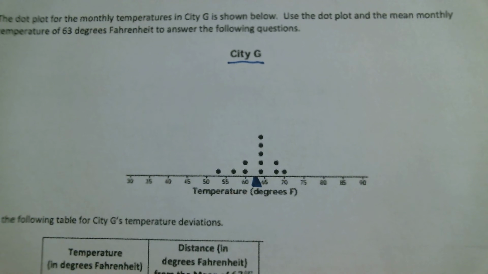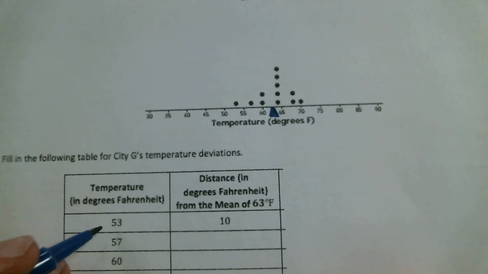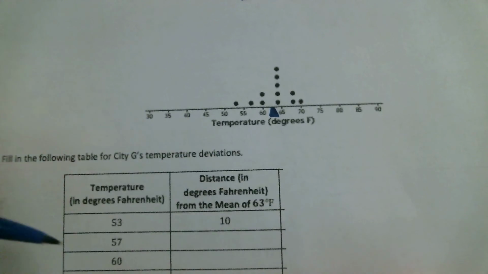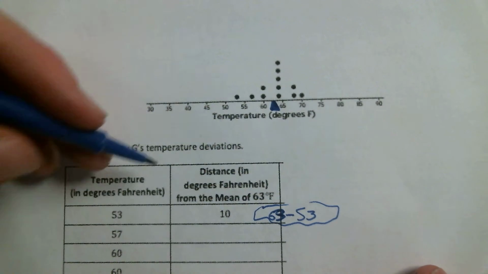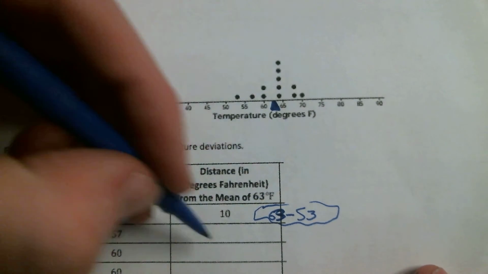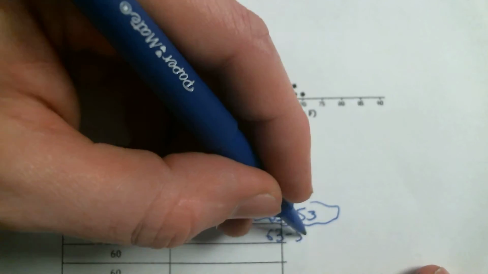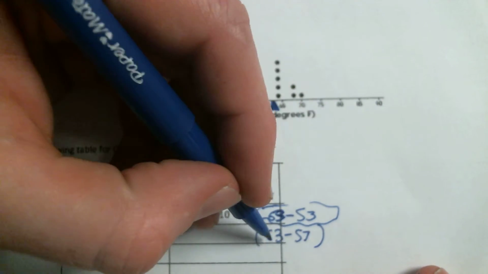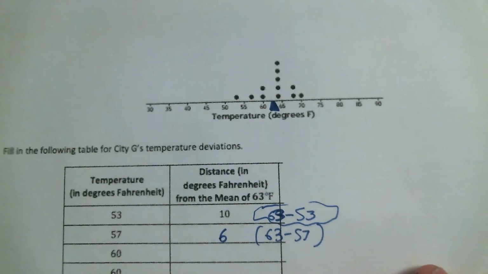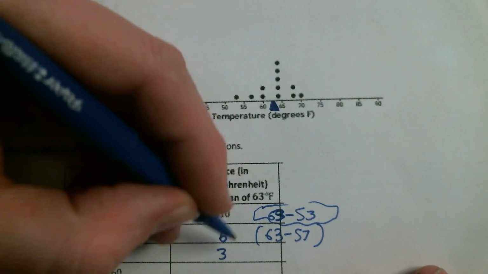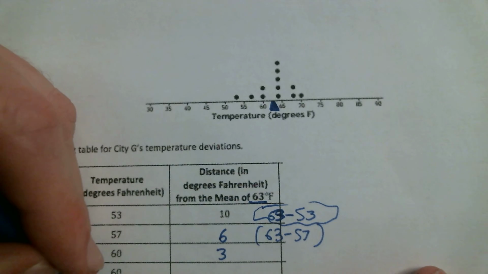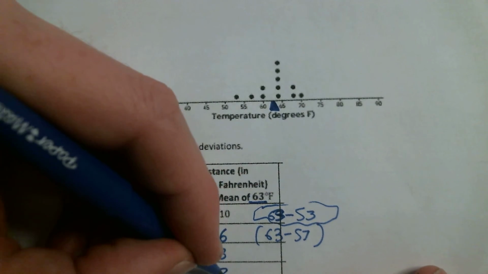So if I consider the lowest temperature of 53, I can tell that it's 10 away from that. How did I do that? Well, I can just think about 63 minus 53. That's how we got the difference of 10. Compared to this 57 degree temperature right here, it's only 6 away. So as we continue on, 60 is 3 degrees away from the mean of 63. This one is only 1 away. Well, this is also 3.